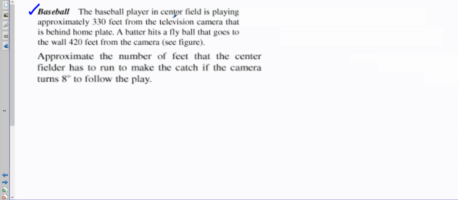It says the baseball player is in center field and is playing approximately 330 feet from the television camera. So I'm going to draw a little picture because that's what I do. Sometimes in your book you see the figure. I didn't draw it up here because you need practice drawing the picture. So if you want to beat me to drawing the picture, you can pause this and draw it, see if it looks like mine. Probably won't because I draw very poorly.